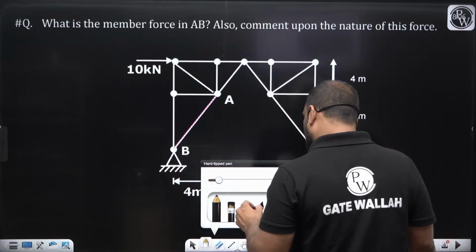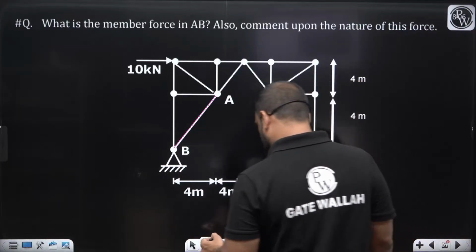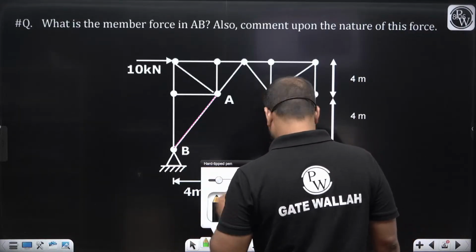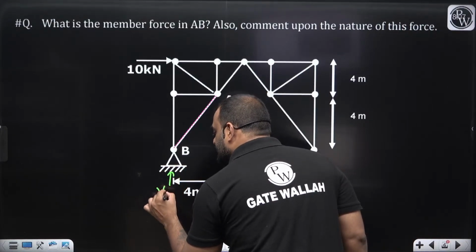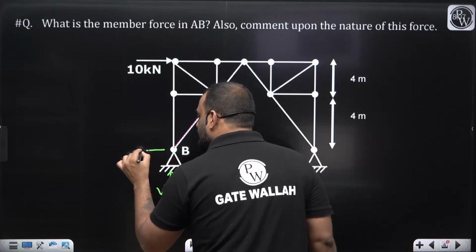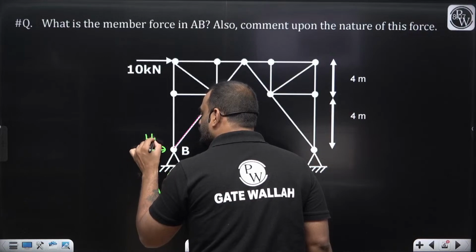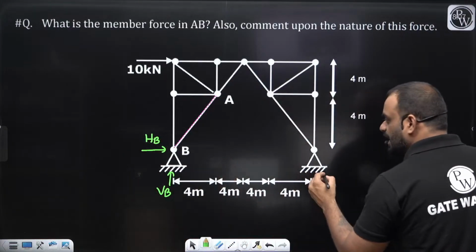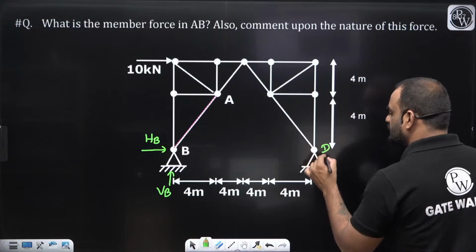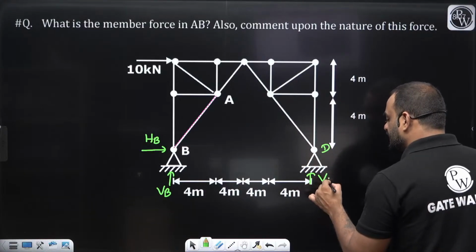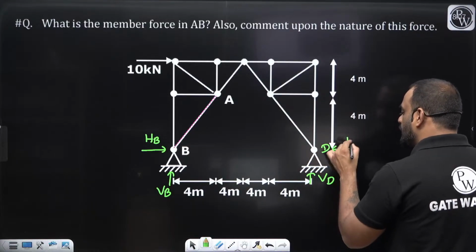So let us write down the external support reactions first. You can see here, guys, this is basically VB, and this one is the HB reaction. Similarly, let us consider this particular support as D. So we will write, this is VD and this one is HD.